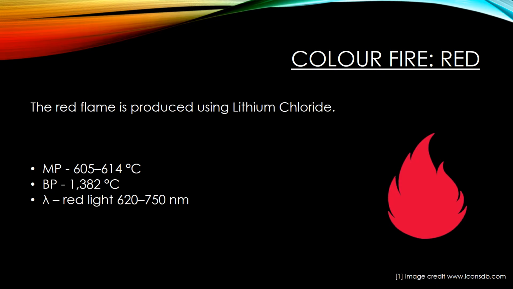To produce a red flame, lithium chloride is used. Lithium chloride is the main species that causes this red flame to appear. Lithium will have a melting point of 605 to 614 degrees and a boiling point of 1382 degrees. It produces a red light which is between 620 to 750 nanometers. On the electromagnetic spectrum, red light can be seen in the visible section. Red light has the lowest amount of energy compared with all other visible light.